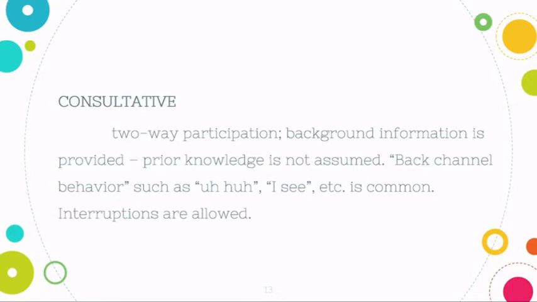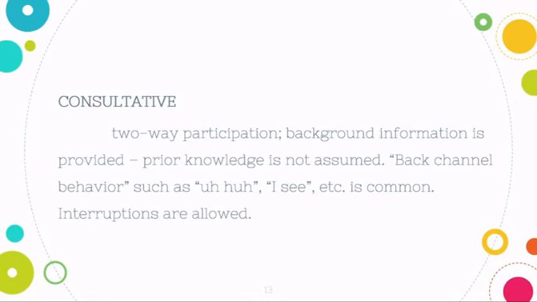So background information is provided. For example, we have the doctor-patient consultative relationship. The background information would be the medical history. Remember, before you can actually talk with the doctor, you have to fill out first the medical history form. And maybe the assistant would be doing the initial screening or interview regarding your medical history. So that's the background information.